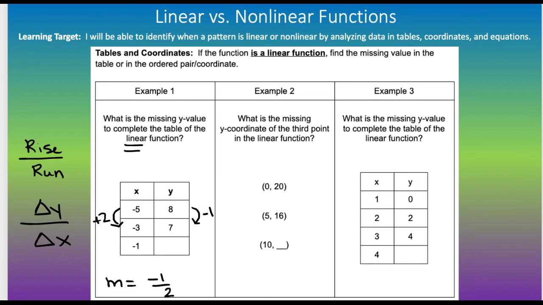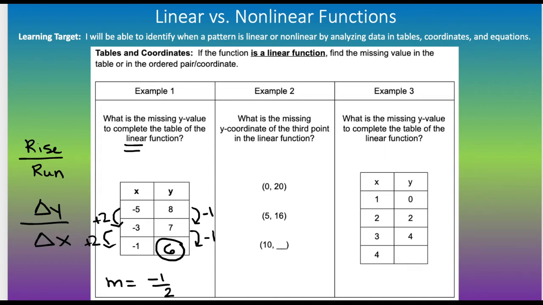Okay? So I'm going to follow that same pattern to find the unknown value. To go from negative 3 to negative 1, I'm going to be adding 2. So that means I'm going to go ahead and subtract 1 again, following that same pattern. 7 minus 1 is 6. So the unknown or the missing y value in this table would be positive 6.